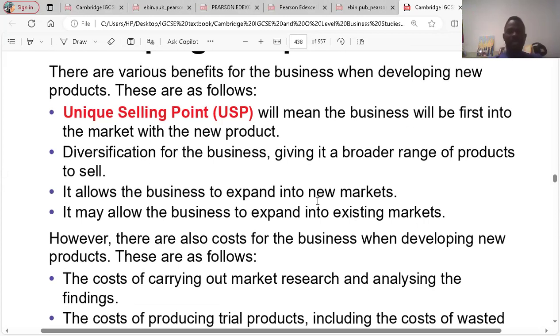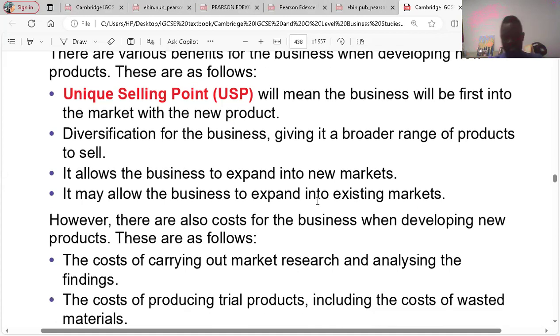So diversification for the business, giving it a broader range of products to sell. So it increases your product portfolio, and that is diversification. It means you're going to be able to spread your risk, and spreading your risk means if one is not selling, another one will sell. So you're not putting all your eggs in a basket. That is what it means. So that's an advantage too.